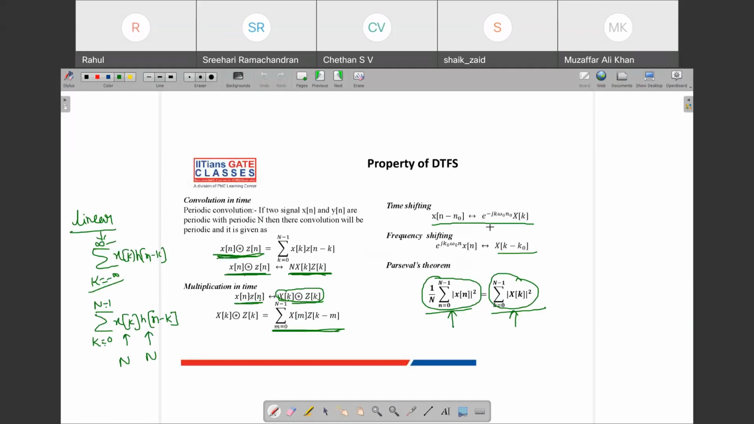I will start a new topic, the discrete time Fourier transform. I will take a 5-minute break and then I will again start the class here.